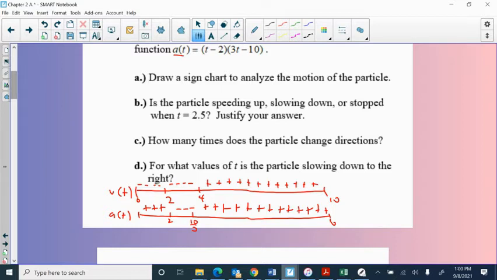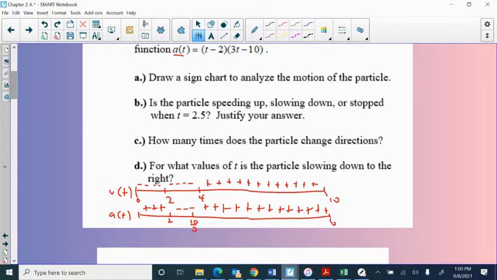Because I could have a negative acceleration, but if I'm moving to the left, that means my velocity in that direction is increasing over time. So I'm actually speeding up to the left. So anytime the signs match, you're speeding up. So that's why I like to line up the sign charts.